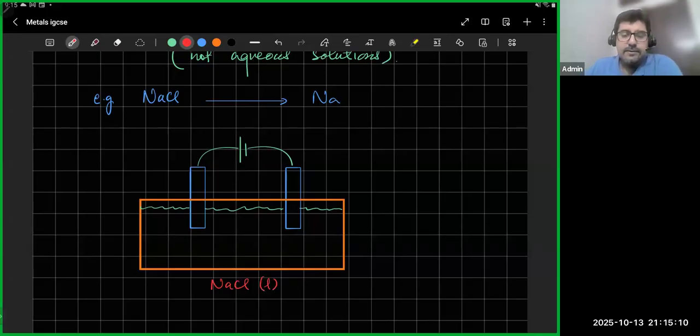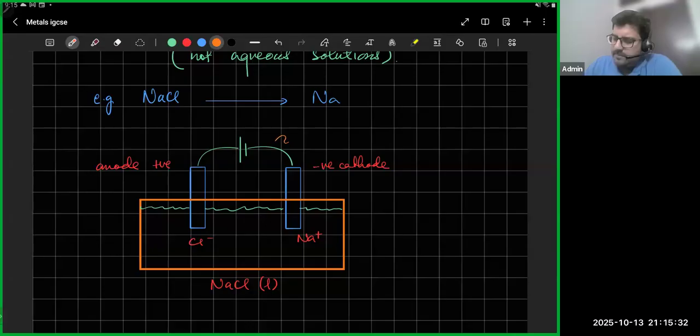And this is NaCl liquid. So it's only going to have two ions. One is Na+1, which will be attracted to the cathode. This is your negative cathode. And the other one is Cl-1, and that's going to go to your positive anode. Okay, so just two ions.